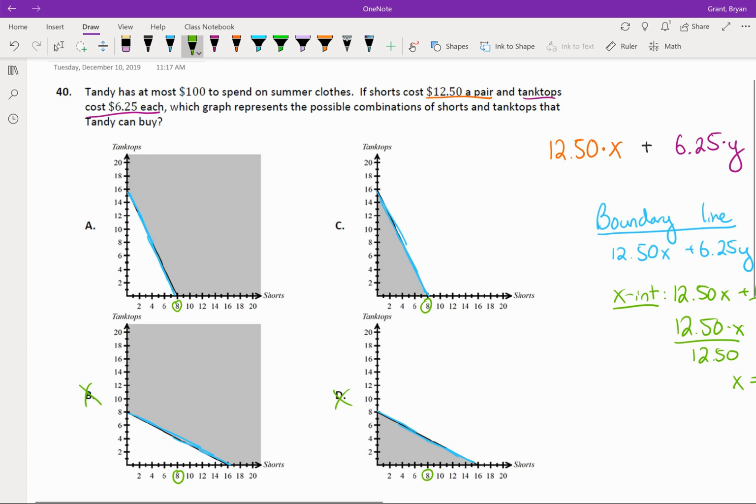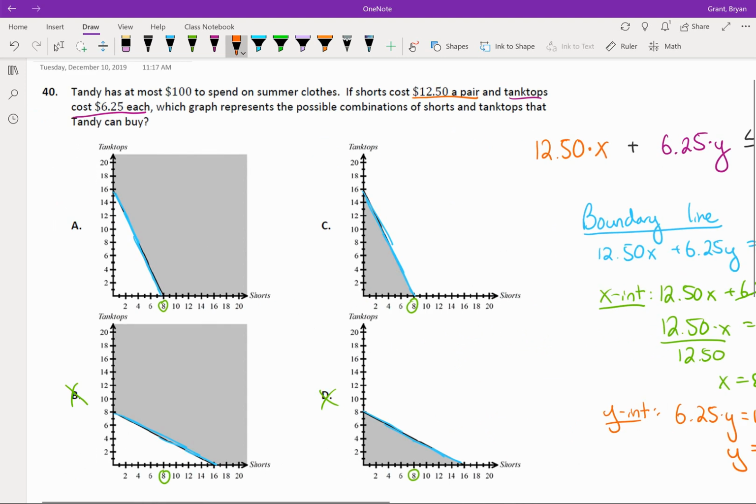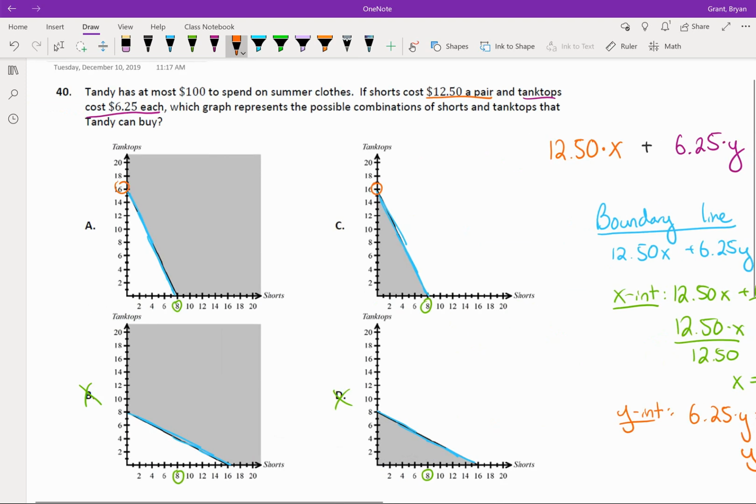Now, if you wanted to find the y-intercept, you would just do the exact same thing, but you would have to set your y part equal to 100. So 6.25 times y equals 100 and solve. I'm not even going to do the math though, because these last two boundary lines are the same. They both have a y-intercept of 16, so I would bet pretty strongly that this answer is 16 without even using a calculator. Okay, so we've narrowed it down to A versus C.